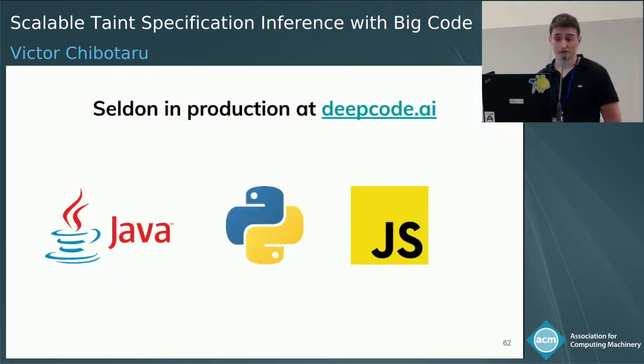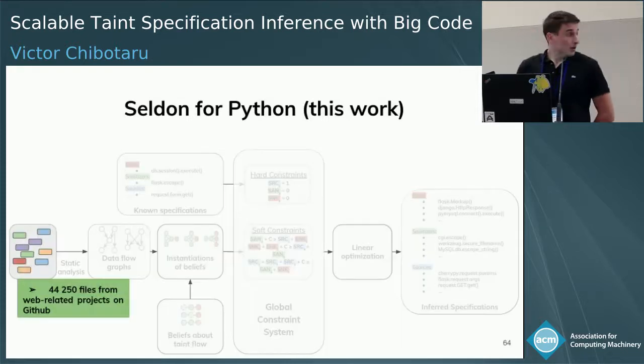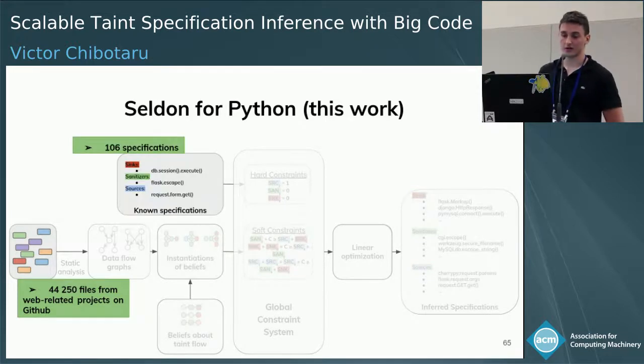So we developed the system for three languages, for Java, JavaScript, and Python, and it's running live on deepcode.ai. But today I'm going to present only the Python version, since it's the version described in the paper, and I'm going to give you some statistics about it. The training dataset we used contained roughly 45,000 files from web-related projects on GitHub. The set of known specifications was small. It's only 106 specifications.